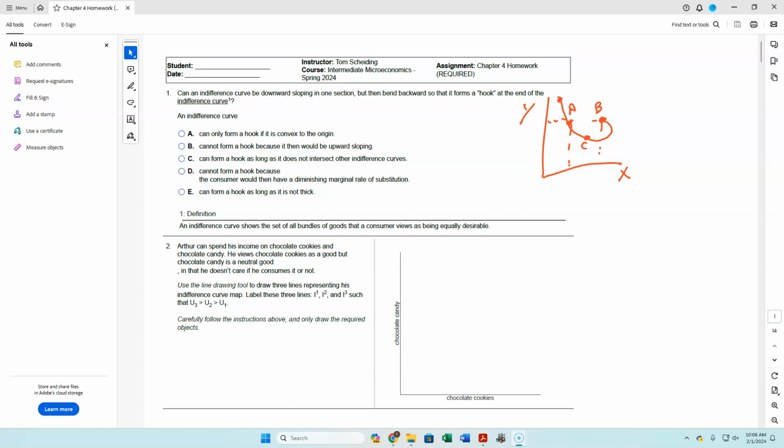If I were to go from D to C, I would have more X, less Y, and still be indifferent. So there'd be now an inconsistency. Is X contributing something or is it not? Between D and C, we're implying that X is contributing something because I have less of Y and more of X and I'm still indifferent.